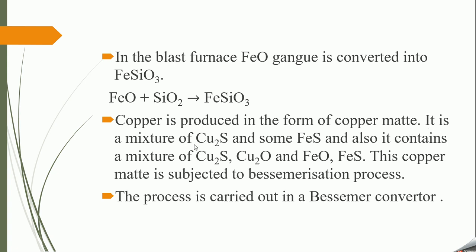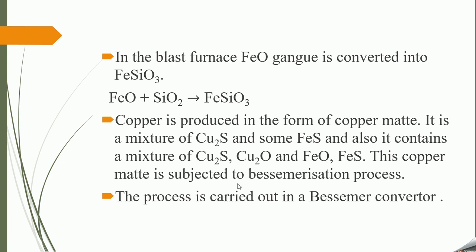It is a mixture of cuprous sulfide and some iron sulfide. This is very important. The question may ask, give the composition of copper matte. It is a mixture of cuprous sulfide and some iron sulfide. It may also be associated with the other forms of copper and iron, that is cuprous oxide and iron oxide.